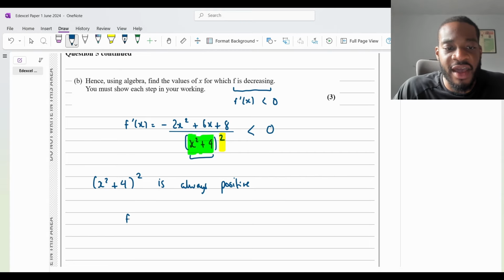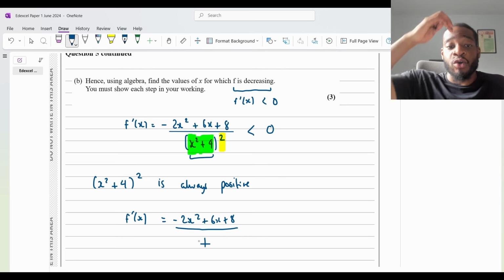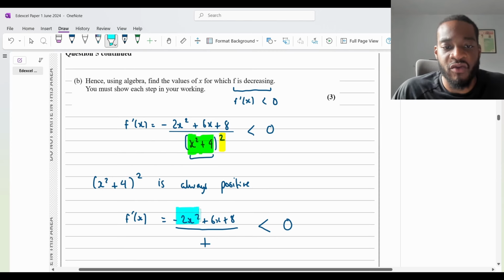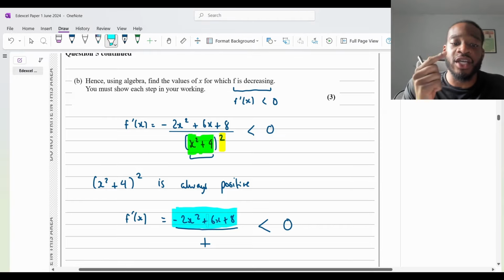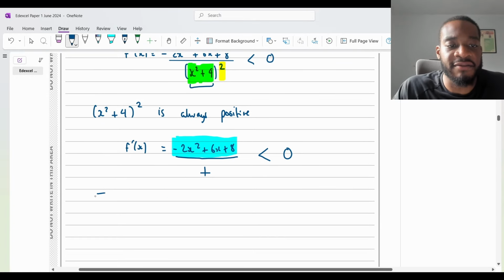So what I can do is write f dash of x in terms of its sign. I'm going to write the numerator still like that, plus 6x over 8. And then I'm going to write over a positive sign just to indicate that the denominator is always positive, okay? So for this to be negative, less than 0, then it must come from the numerator. We need to find the values of x for which the numerator is negative because, remember, a negative divided by a positive is less than 0.